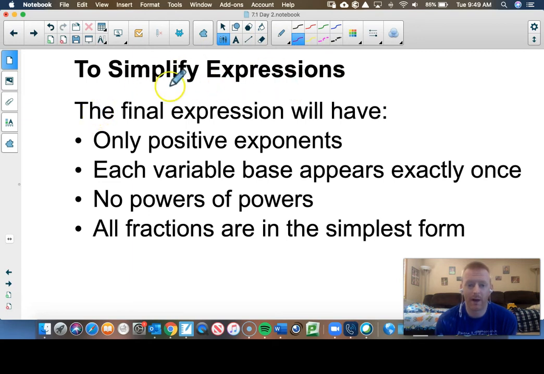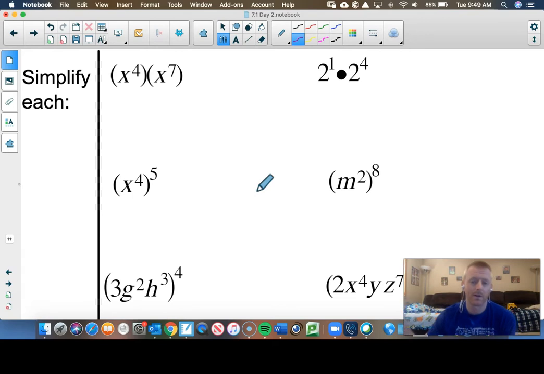All right, so simplifying. The final expression will always have positive exponents. So our next lesson we'll talk a little bit about negative things, I think. Each variable base appears only one time. We can't have b's and b's and b's. Only one set of b's. And then no powers of powers. And then all fractions are in simplest form. So those are good things to write down.